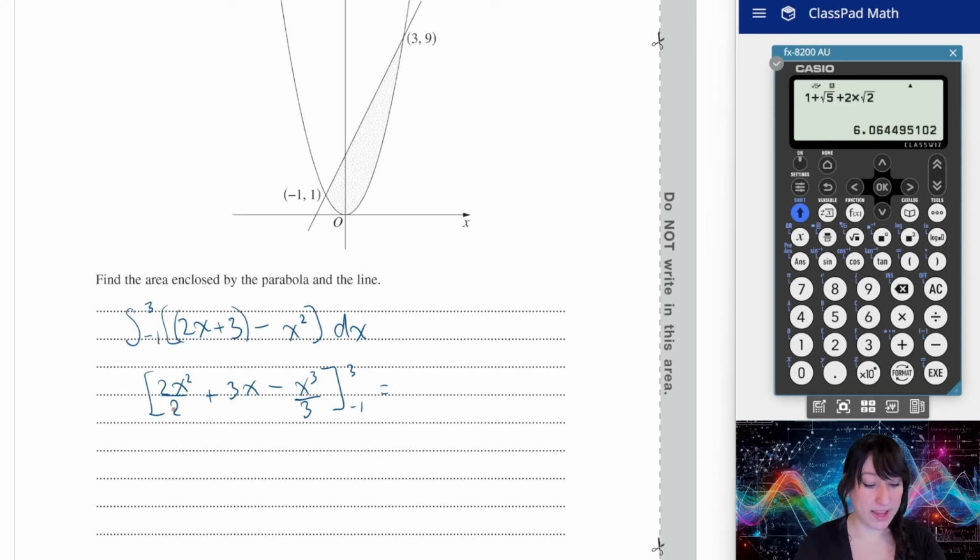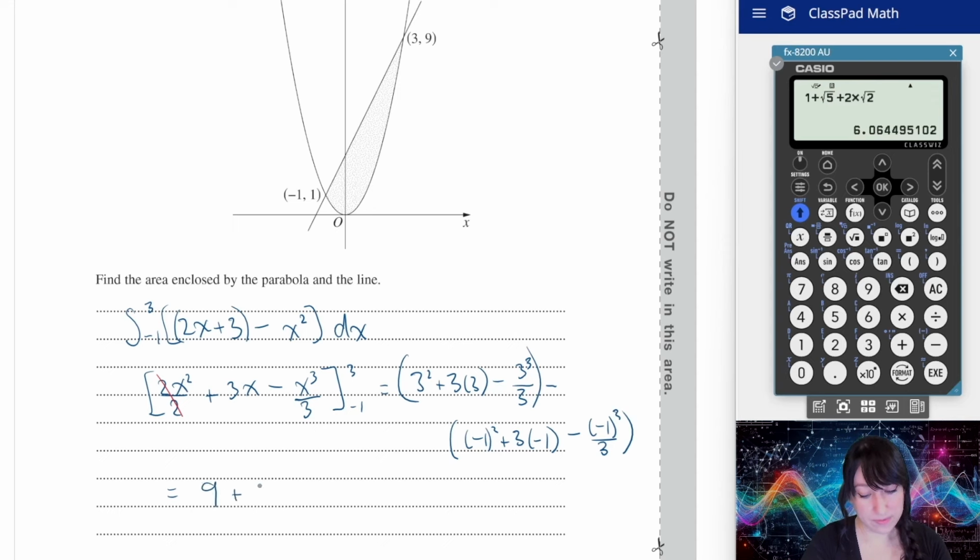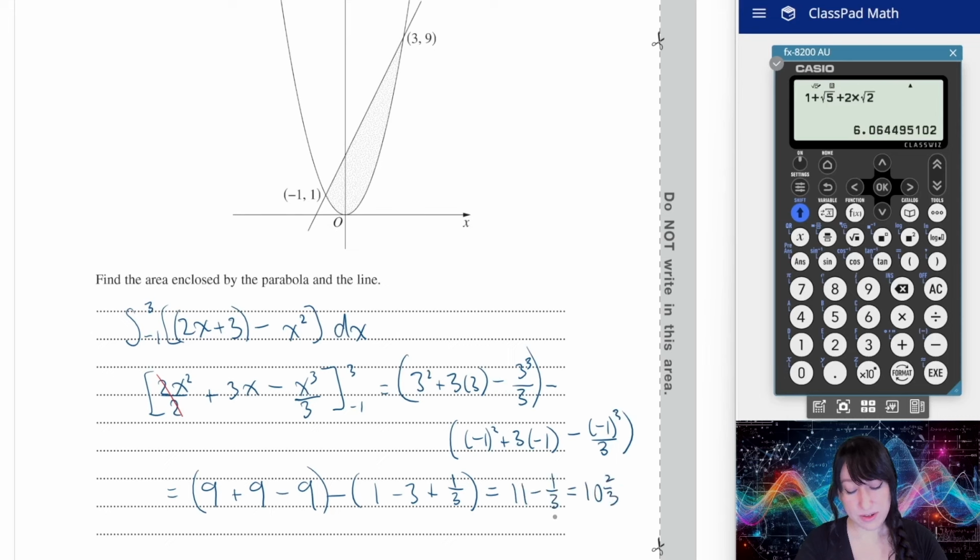Now, on that first term, the 2's do cancel. So when I plug in, I will get 3 squared plus 3 times 3 minus 3 cubed over 3, minus, plugging in -1, -1 squared plus 3 times -1 minus -1 cubed over 3. So this will be, so that would be 10 2/3, or 32 over 3.